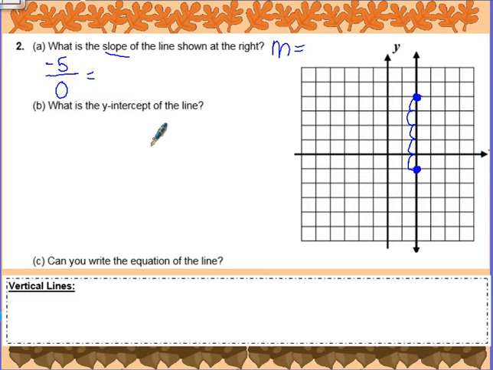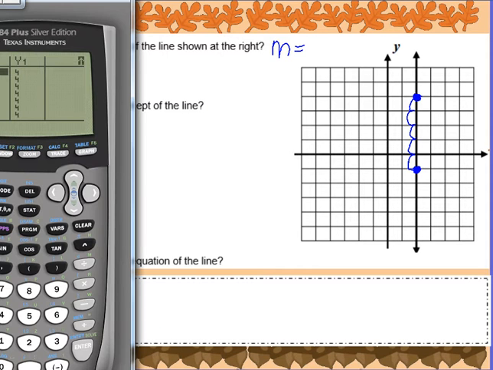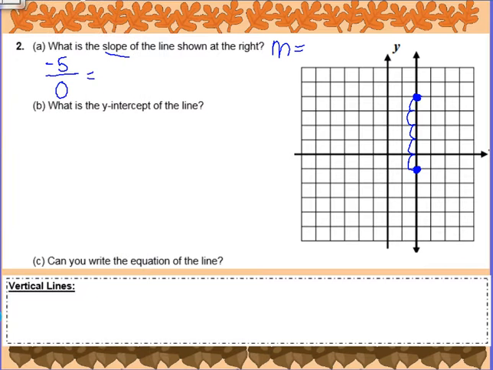Do you remember what it means to have a number divided by 0? Let's double check it in our calculator. -5 divided by 0. We get this error message. Do you remember what it means to get an error message when you divide by 0? If you said undefined, you are correct.